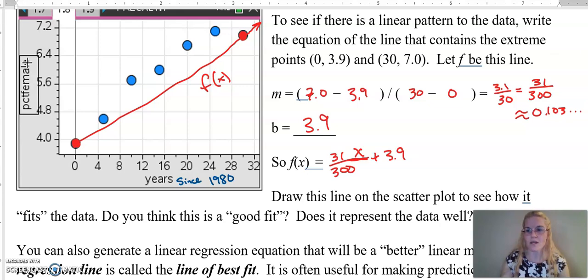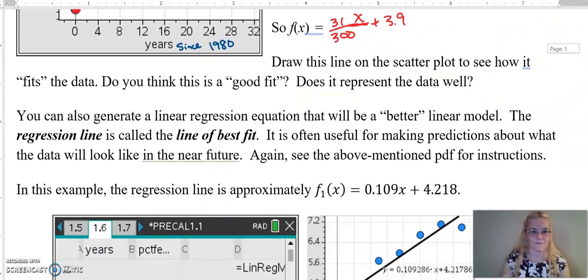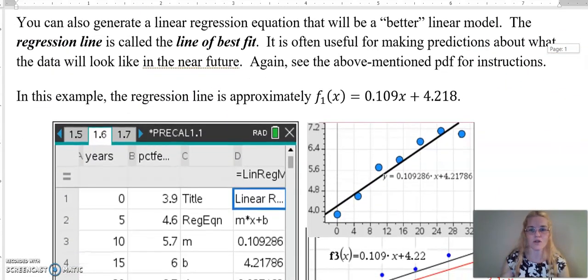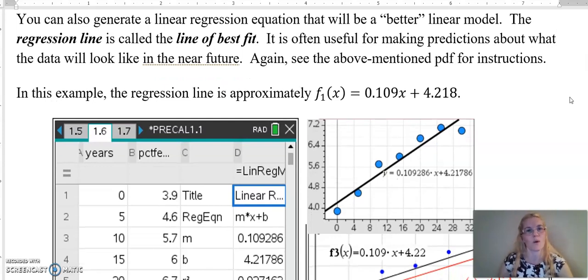So this is the point of regression. Right? You can also generate a linear regression equation that will be a better linear model. And I'm not going to go into the mathematics of how you compute that. That's kind of more of a statistics topic. But the regression line is often called the line of best fit. And here you can see, right, again, use the above mentioned PDF for instructions on doing this on your calculator yourself.